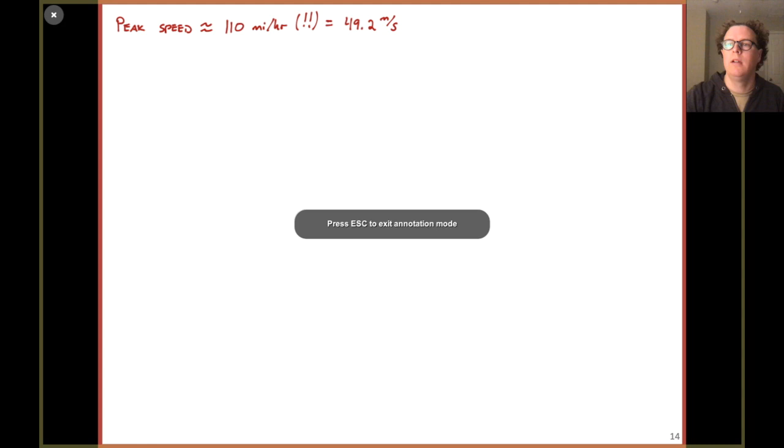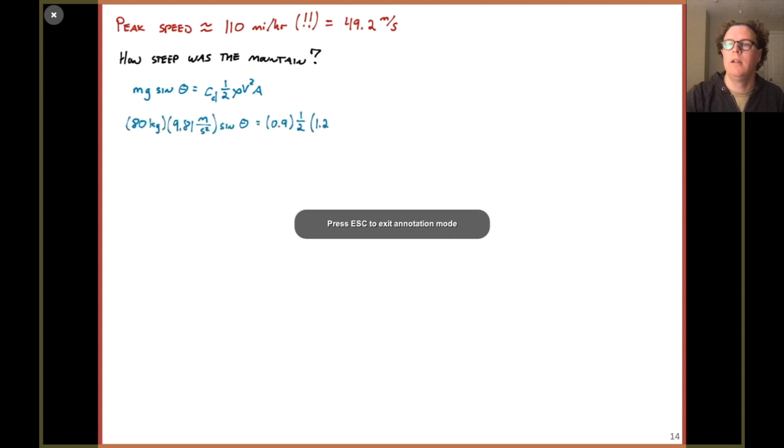Certainly we know Jordan Avenue does not get you up to 110 miles per hour. And he didn't seem to be falling off of a perfectly vertical cliff. So how steep of a mountain does it take to go 110 miles per hour? All right, and you got a sense of that from watching the video, but we can actually calculate this value. So we'll take that same force balance that we started with, and let's go ahead and plug in these values.